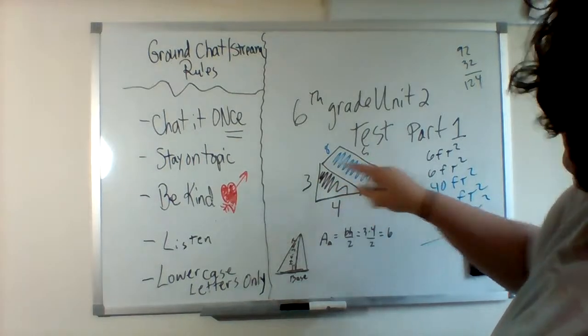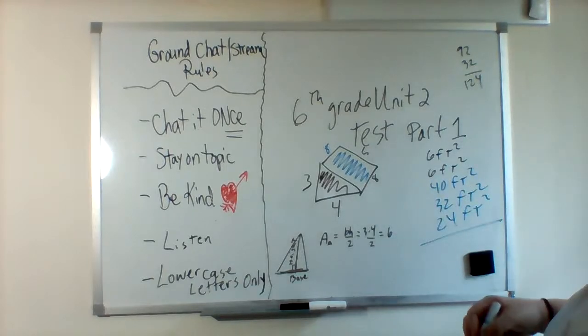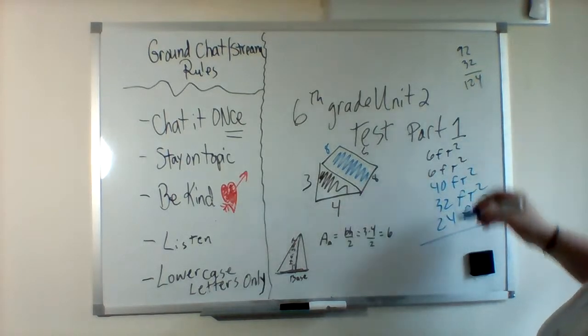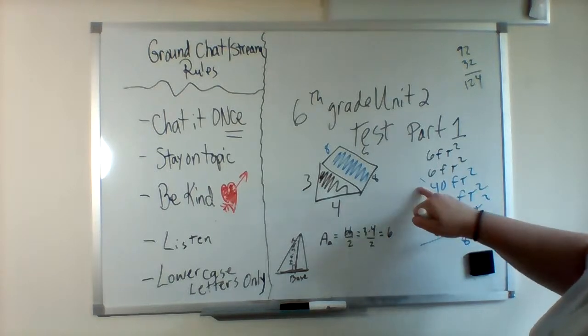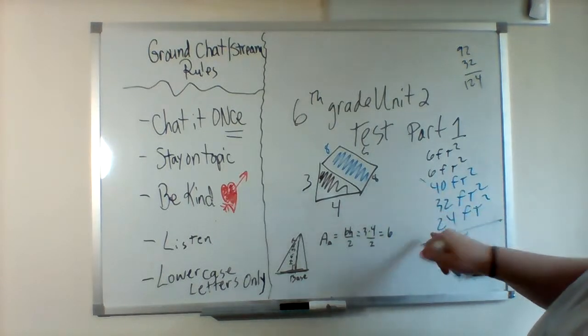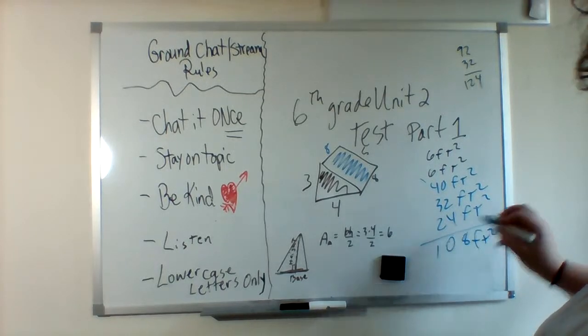2, 3, 4, 5. 2, 3, 4, 5. Yeah. Add all of these numbers up. 6 times 3 is 18. 5, or 7, 8, 9, 10. I get 108. Do you get 108? Alex?